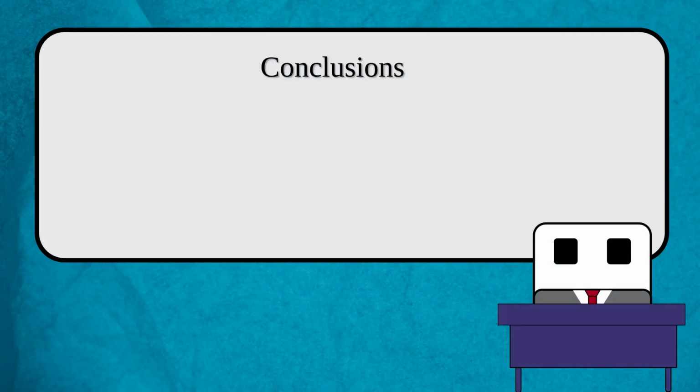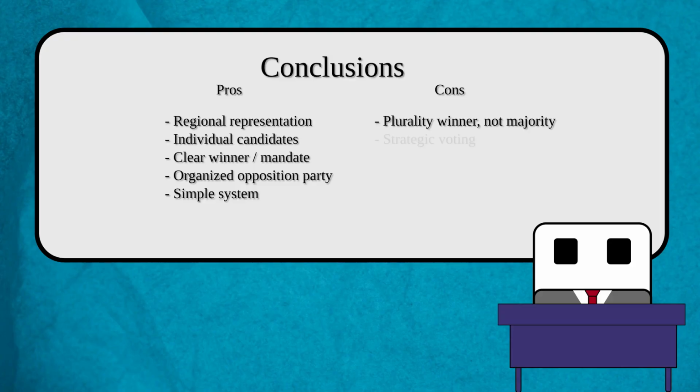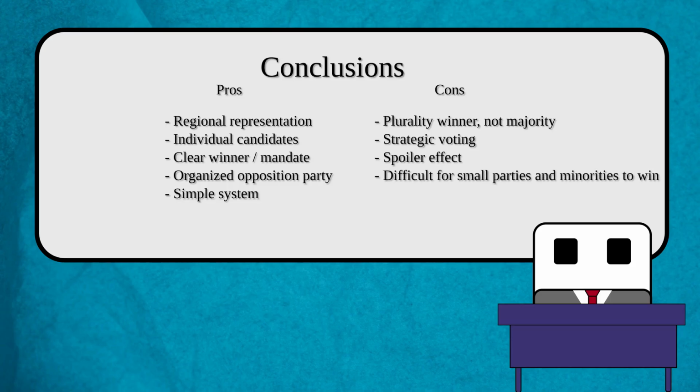In the end, the main takeaway from all of this is that electoral systems are far more complicated than one might think, and all have their benefits and drawbacks, and as this video has explored, first past the post has many of both. The advantages of FPTP are that it allows for specific regional representation, voters can vote for an individual candidate, a single clear winner is determined, the opposition parties are more organized, and it is relatively simple for voters to understand. On the other hand, first past the post doesn't guarantee a majority winner or proportional outcomes, encourages strategic voting, can lead to the spoiler effect, makes it difficult for smaller parties and racial minorities to win, and makes it easier to gerrymander legislative districts.